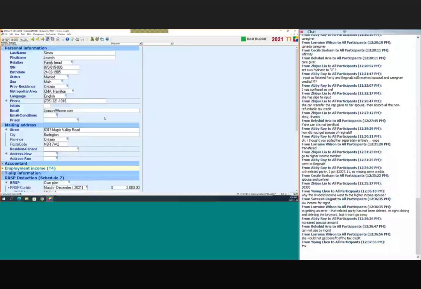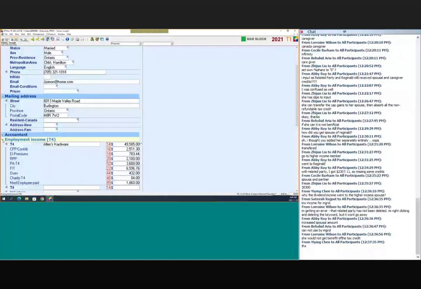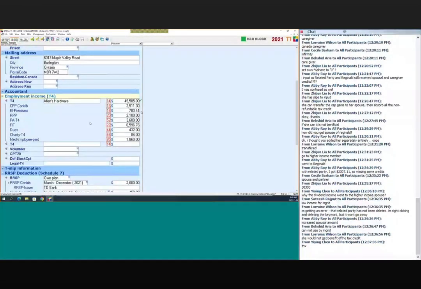So then we have their slips. We just have two T4s, basically. So let's look at Joseph's return. I have it up, we have his personal information entered, we have the mailing address entered, and then he has his T4. So let's look at the T4.